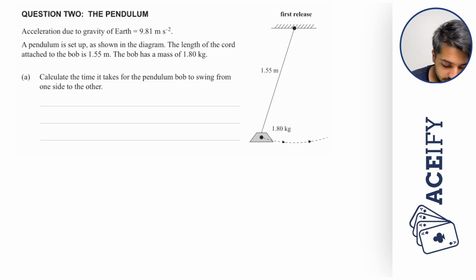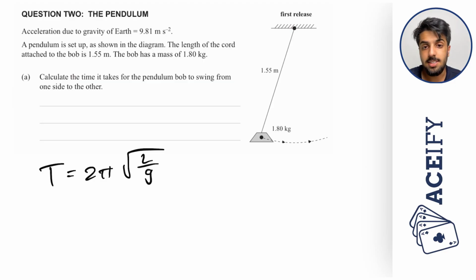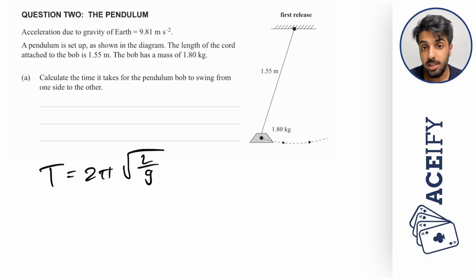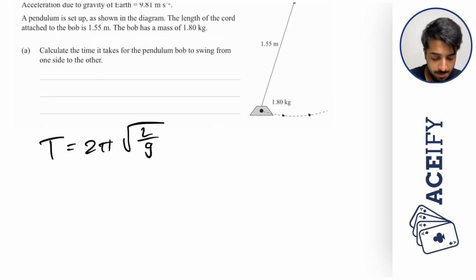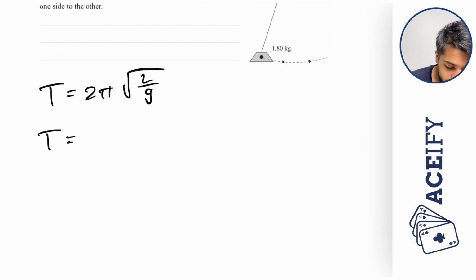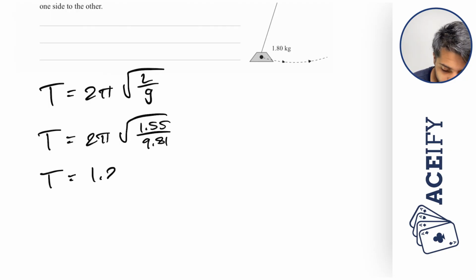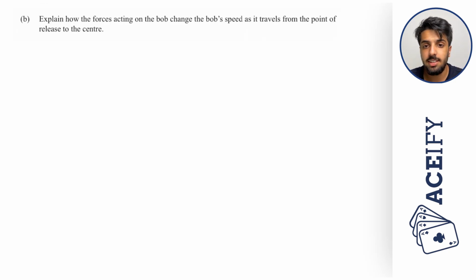So we know from our equation that our period is equal to 2 pi square root L over g, where L is the length of the pendulum and g is our acceleration due to gravity. So we can plug in our numbers as we have all our values, and we get T is equal to 2 pi square root 1.55 all over 9.81, and that gives us a period of 1.25 seconds. There we go.